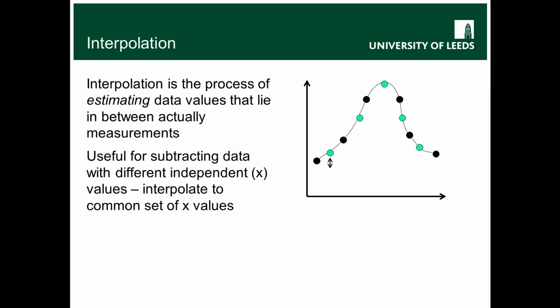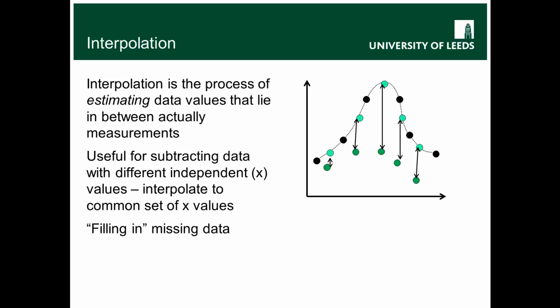So this is a useful thing to do if, for example, you need to take the difference between two sets of data that have been measured at slightly different values along the horizontal axis, so different independent values. So what you would then do is use the interpolation to get everything onto a common set of x values, and then that would let you do the subtraction straight away.